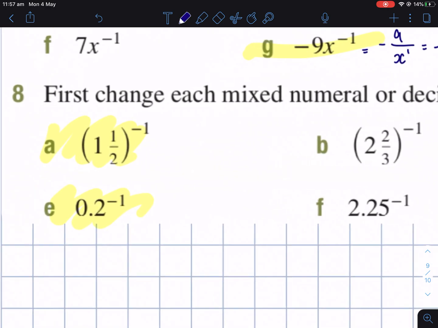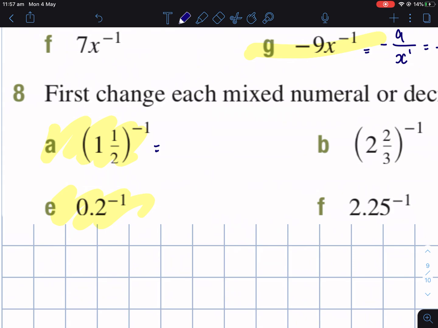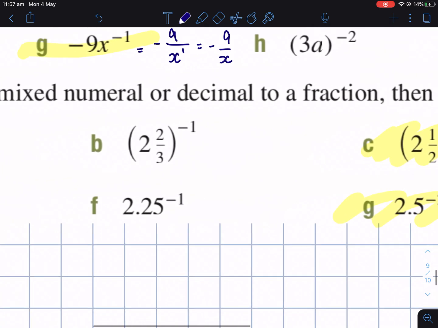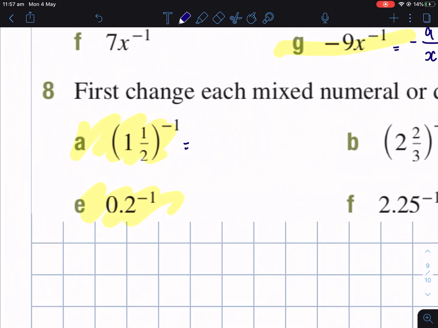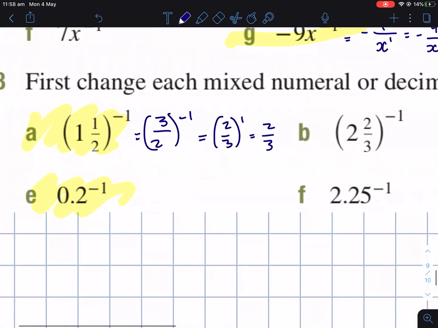So the hard bit here is turning it into a fraction. So 1 plus 2 plus 1 times 2 plus 1, 3 over 2 to the negative 1. Turn it upside down to get rid of the negative, which is just 2/3.